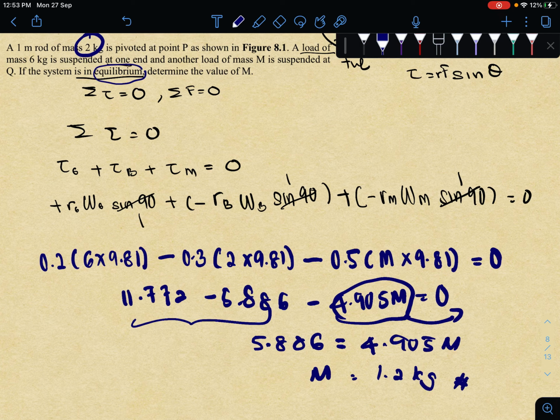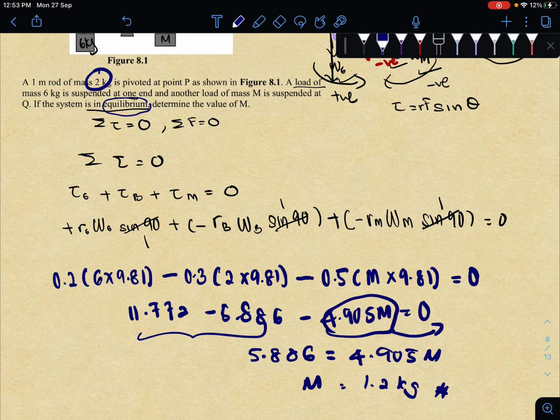Konsep dia sama macam chapter 4. You are going to identify one of the forces ataupun the mass acting on the particular object ke atau apa semua bagailah. Konsep dia lebih kurang sama. Itu summation F sama dengan kosong, ini summation torque sama dengan kosong.